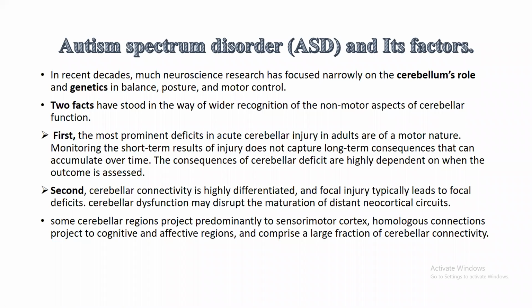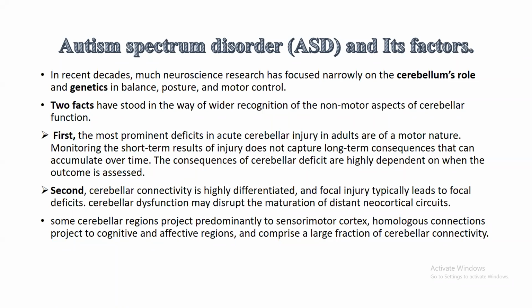First, the most prominent deficits in acute cerebellar injury in adults are of motor nature. Monitoring the short-term results of injury does not capture long-term consequences that can accumulate over time. The consequences of cerebellar deficit are highly dependent on when the outcome is assessed. And second, cerebellar connectivity is highly differentiated, and focal injury typically leads to focal deficits. Cerebellar dysfunction may disrupt the maturation of distant neurocortical circuits.